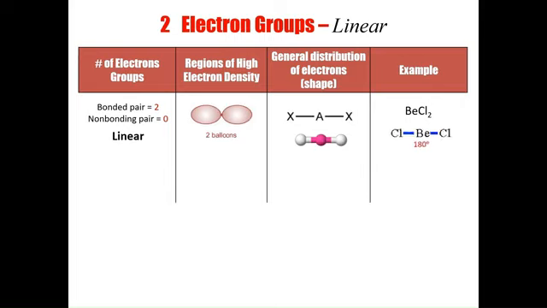If you take a look at the compound, it's clearly linear because the two chlorine atoms are separated by 180 degrees. There are no other possible molecular shapes due to the fact that both electron groups must be bonding to a central atom. Otherwise, you would not have a central atom, and this would not be a VSEPR structure.